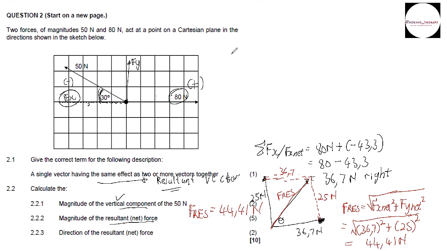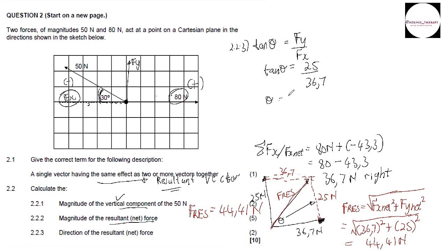So this is how you get the direction. Every time you solve a 2D question, you end up using the Pythagoras theorem. Note that to find your direction, you need to use the trig ratio tan theta, right? And we know this is opposite over adjacent. So your opposite side is your Fy, and your adjacent side is your Fx, always. So tan theta is equal to Fy over Fx. Then tan theta is equal to your Fy value, that's 25, over your Fx value, that's 36.7.